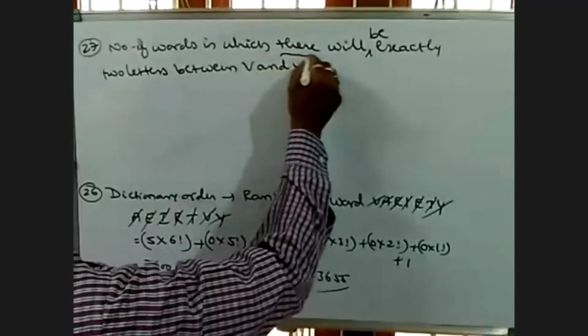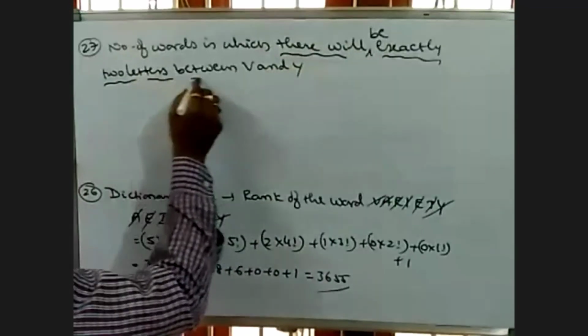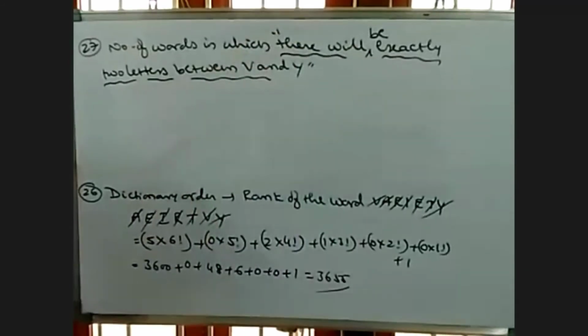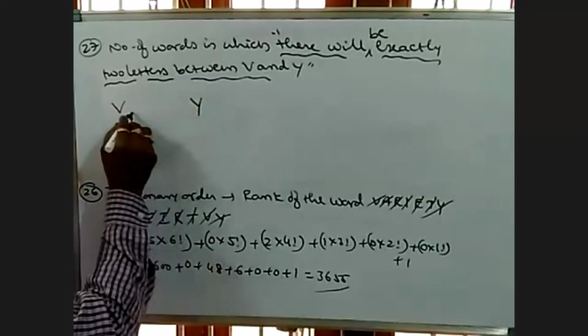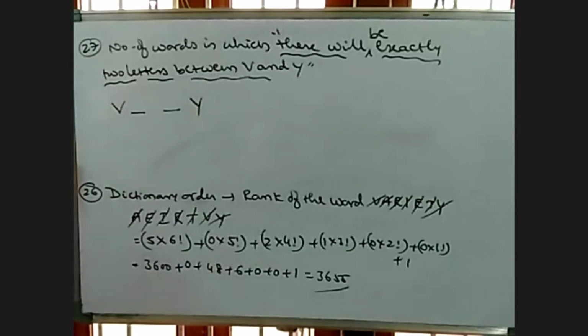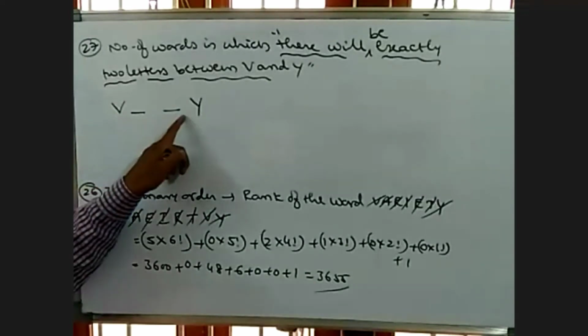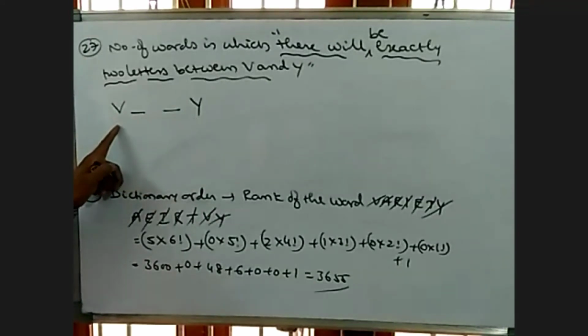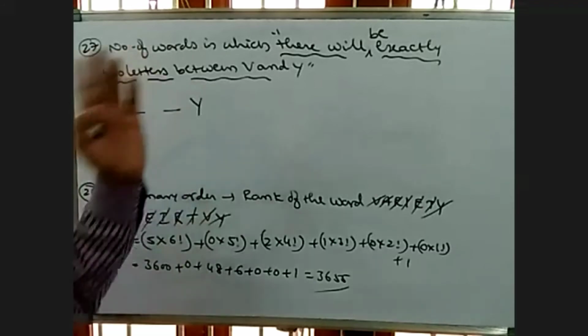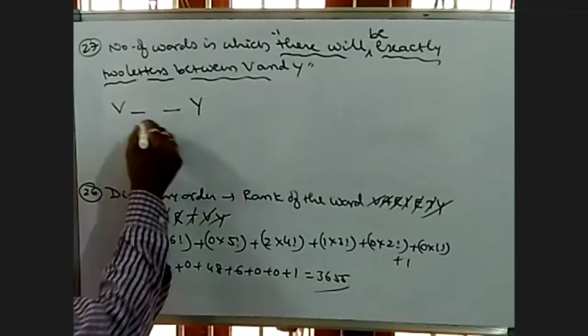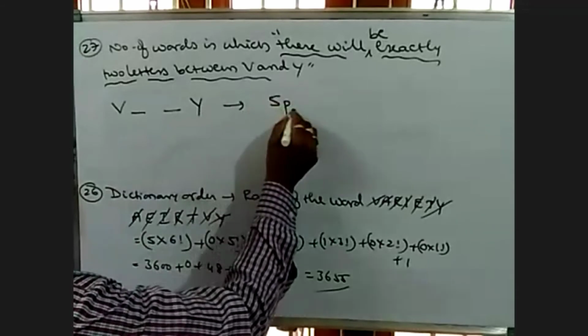Exactly 2 letters between V and Y. That means there will be only 2 letters between V and Y. That's why I'm taking V and Y, and between V and Y I'm taking 2 places, because that is the given condition. Now, how many letters are remaining? 5 letters are remaining. Why? Because V and Y are gone; VARIETY contains 7 letters. With 5 letters, these 2 places can be filled in how many ways?